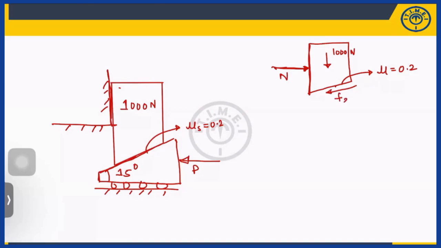Let us suppose the frictional force is F2. And here, let us suppose there is a normal reaction, because it is making contact, there will be a normal reaction and a frictional force. The frictional force I am denoting with F2 and the normal reaction is N2.